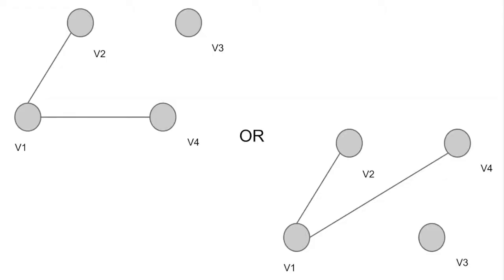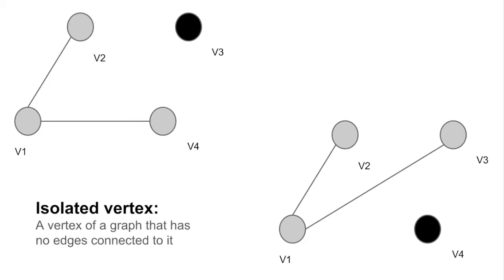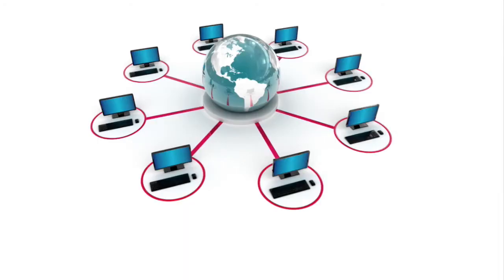Take a close look at the graph we just drew here. Did you see two lonely vertices that have no edges connected to them? In graph theory, we call it an isolated vertex. It is a vertex of a graph that has no edges connected to it. Can you think of a real-life example of an isolated vertex? Here's one. When a computer is disconnected from the internet, it becomes an isolated vertex.